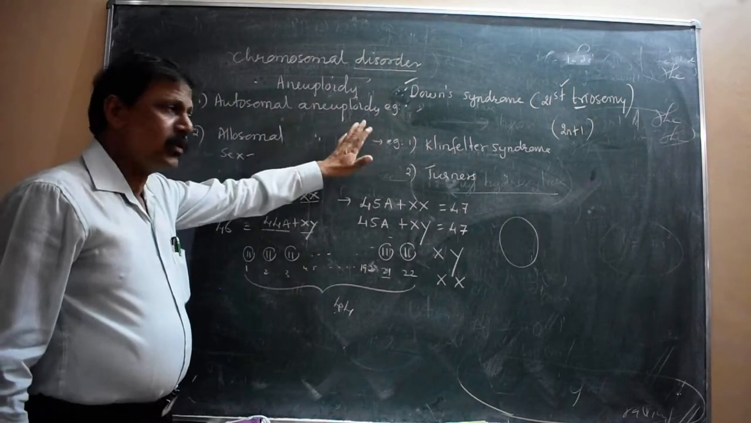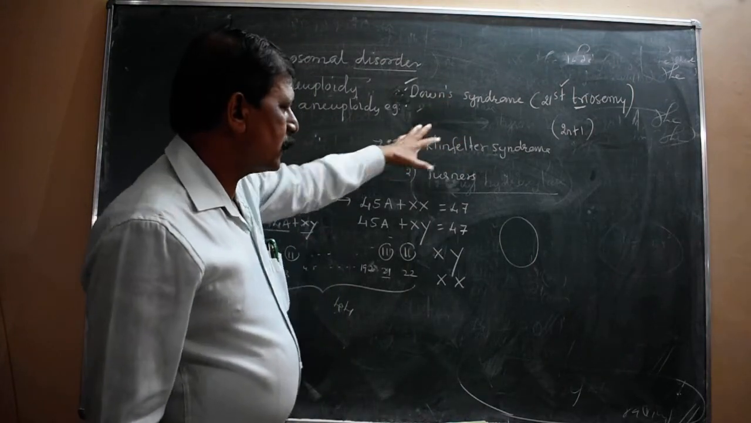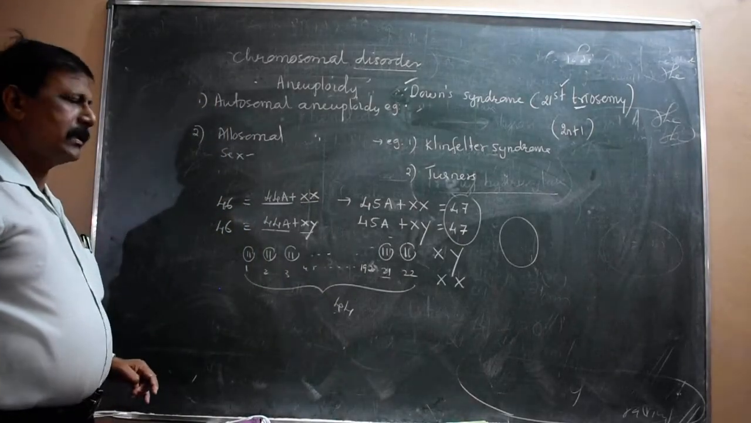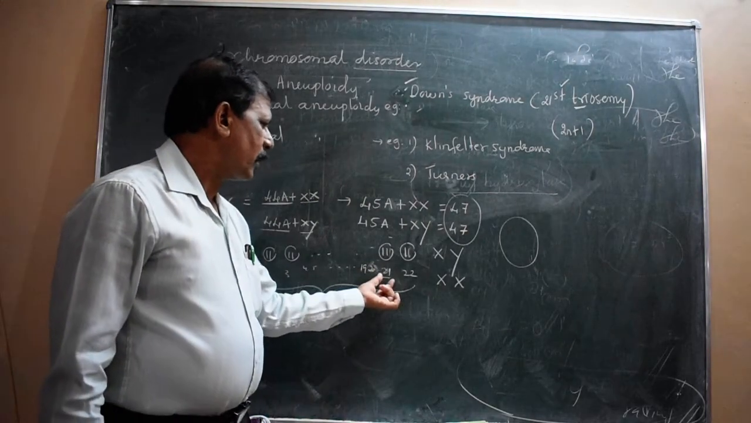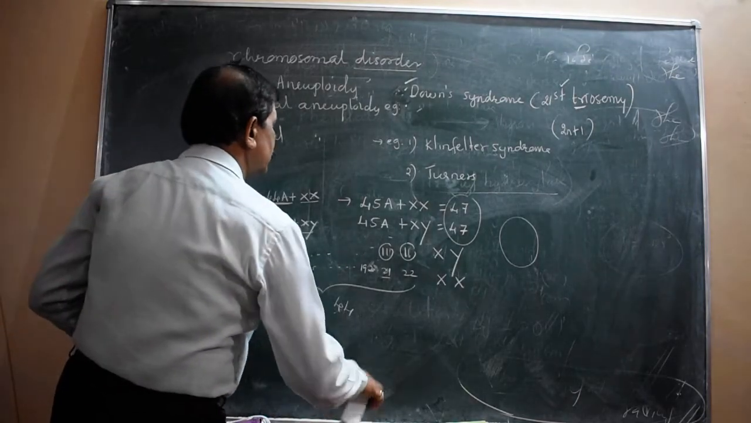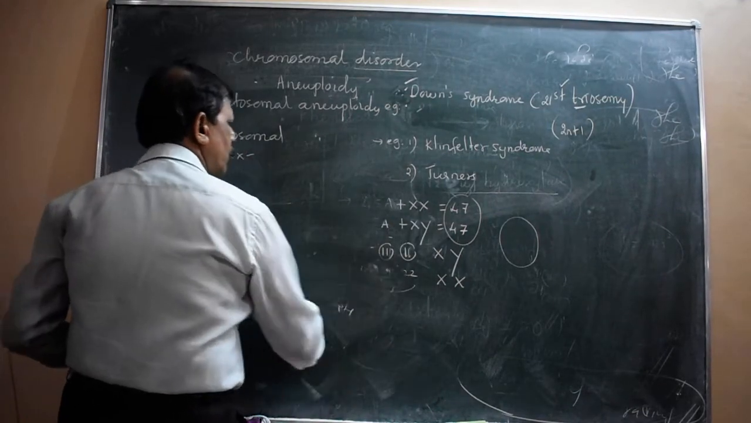But I think you understood that Down syndrome is due to this reason, 21st trisomy, in which both male and female have 47 chromosomes, because the 21st chromosome has 3 chromosomes instead of 2. This is about the first autosomal aneuploidy. I think you understood. Now we will go to the next one.